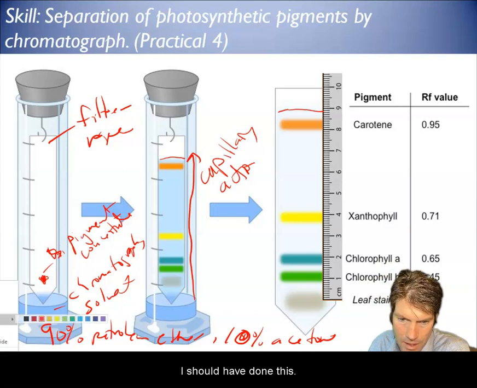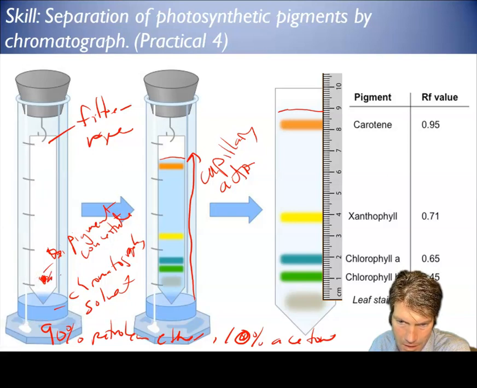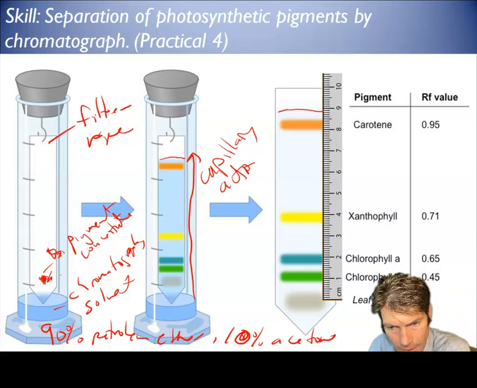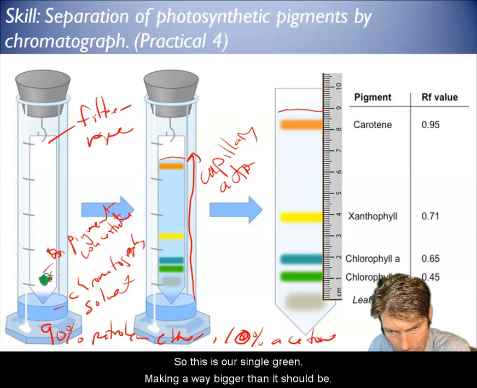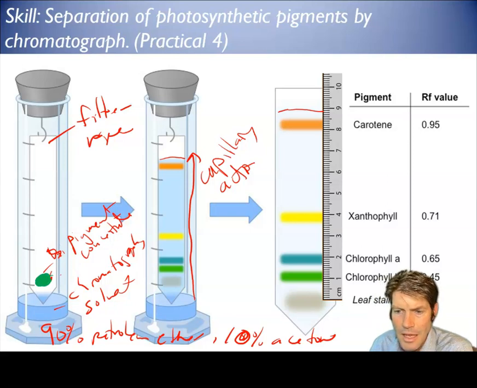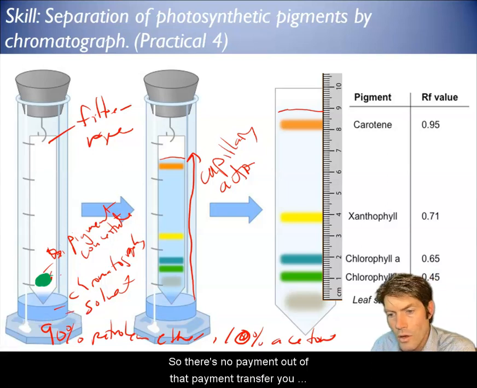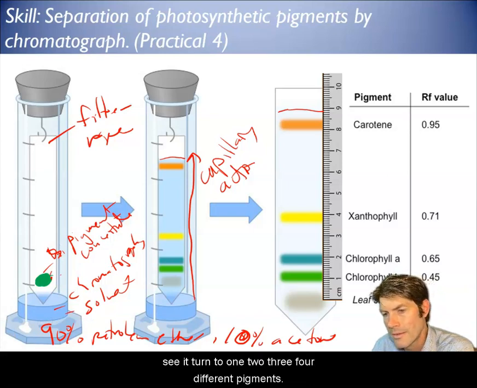Let me try this. Should have done green. So this is our single green dot. I'm making it way bigger than it should be. And you see it's moved. It's not green down here anymore. It has moved up. Go back to red. There. So there's no pigment now. That pigment has been transported. You see it's turned into 1, 2, 3, 4 different pigments.